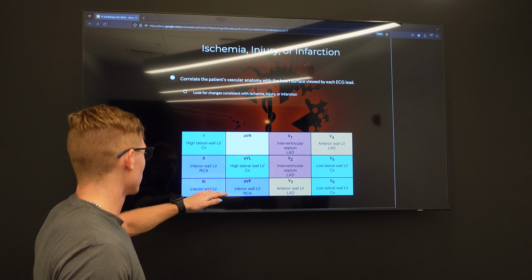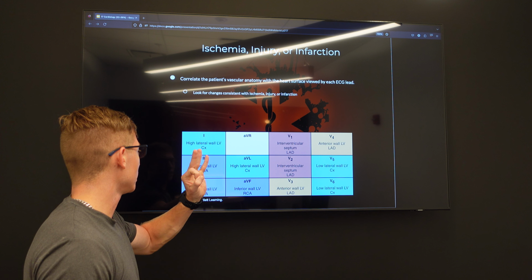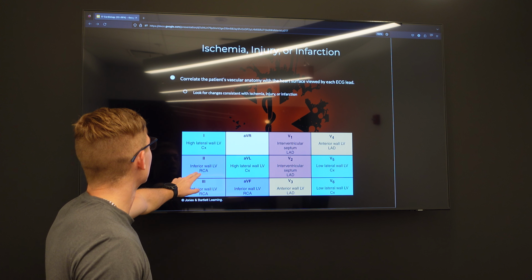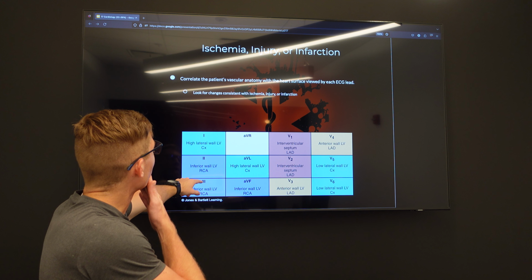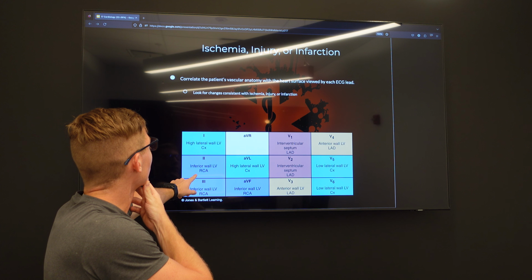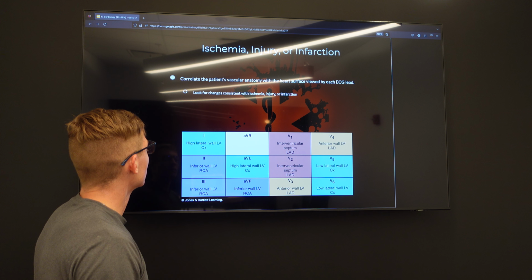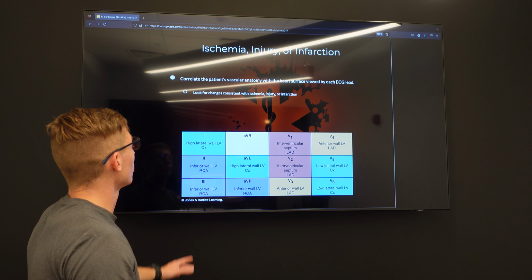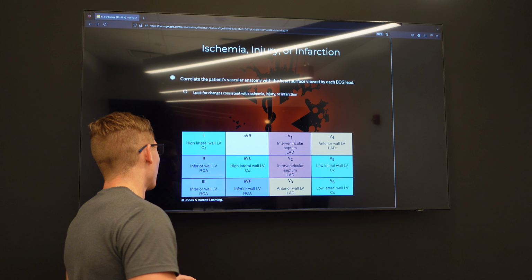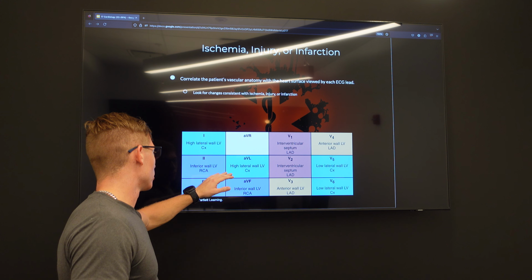We'll start biggest first. Lead 2, lead 3, and AVF means inferior wall, left ventricular. What does that mean? Right coronary artery, yeah, RCA, right coronary artery. I'm still smart. All right, so inferior wall, where's inferior?